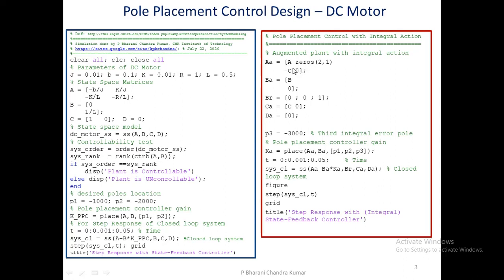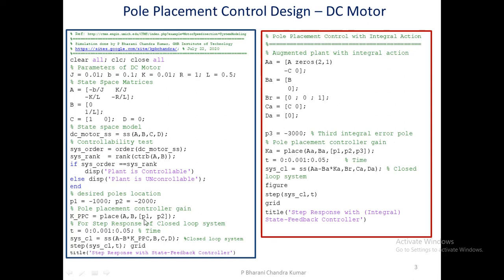We are augmenting with this C matrix here, just for dimensional consistency. We are considering zeros, and minus C has been augmented here, 0 has been augmented here, and this 1 is the new thing which has been augmented here, and this 0 along with the C. So the new augmented system is AA, BA, BR, and CA and DA. And for the third, the integral error pole, we have considered minus 300. And then what I am doing here is KA, this is my new gain with the integral action, place of AA, BA, P1, P2, P3.